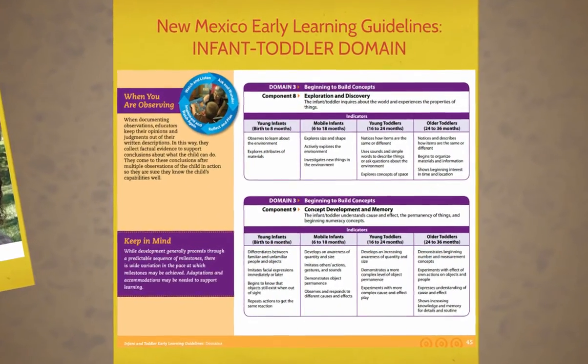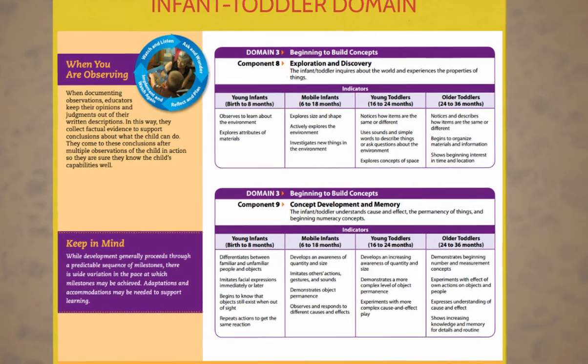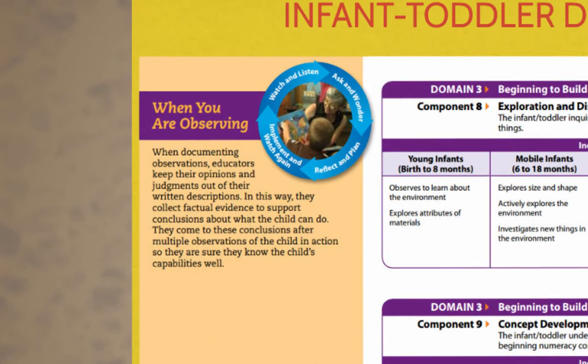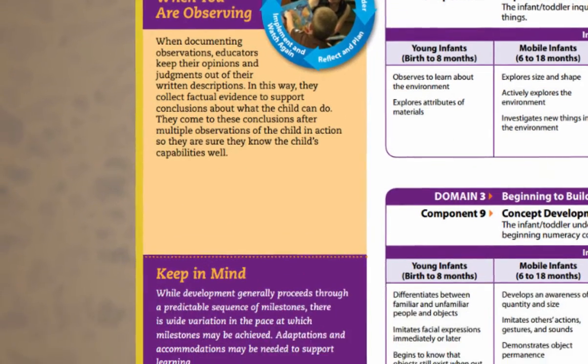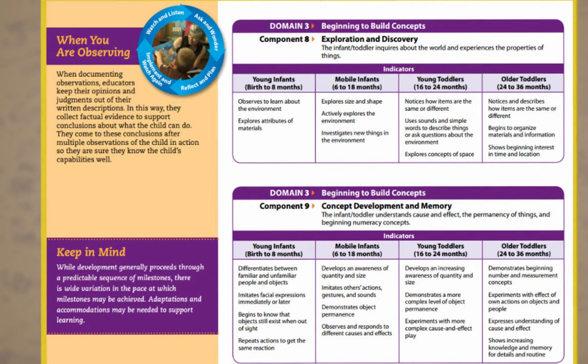Continuing with the domain beginning to build concepts as an example, this is page 45 of the New Mexico Early Learning Guidelines. It shows the components associated with the domain. Notice the left-hand side of the page with when you are observing and keep in mind. Both offer helpful information and different versions can be found throughout the ELGs.